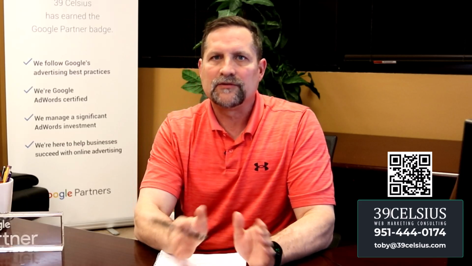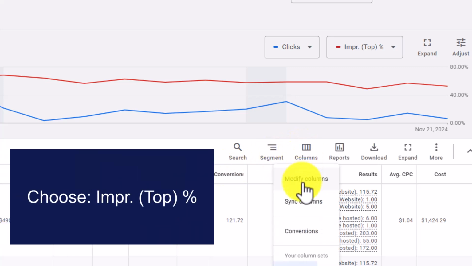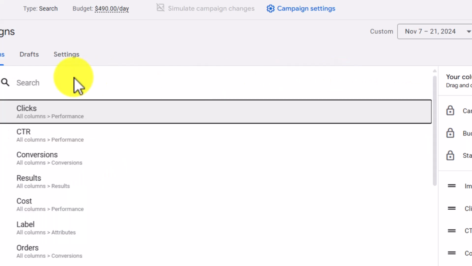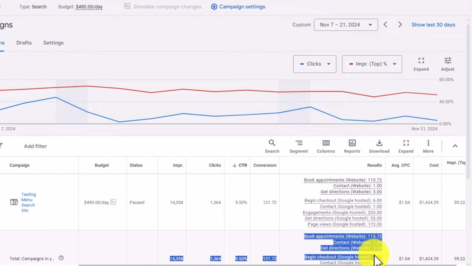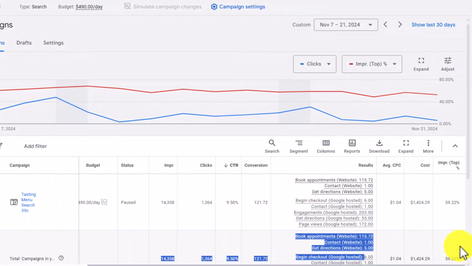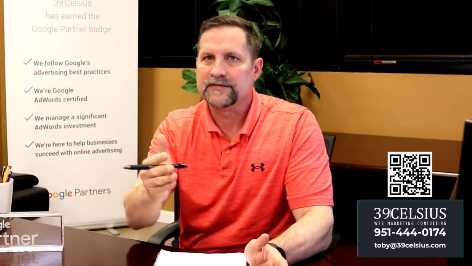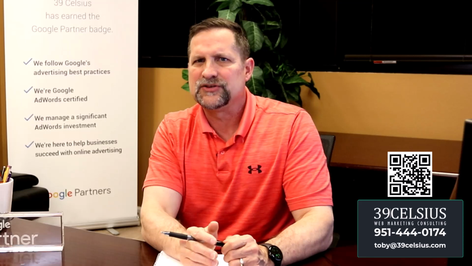At the campaign level, from the drop down within the columns, click on Modify Columns and then choose Search Top IS. IS stands for Impression Share. This shows the percentage of your ad impressions that appear at the very top of the search results page above the organic results. So a 20% impression share, top percentage, means 20% of your ad's total impressions were at the top of the page and the other 80% were not in the top, but instead below the fold at the bottom of the page or on page 2.